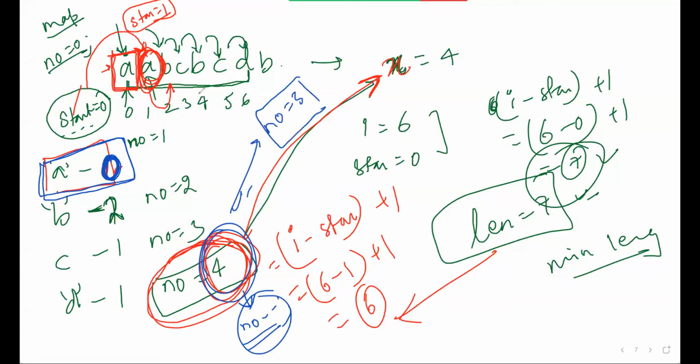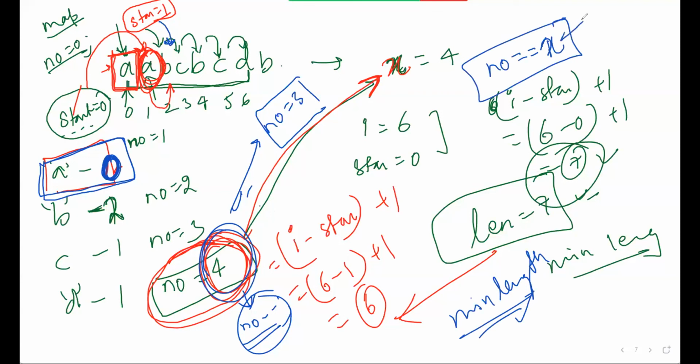So when will it happen? When my start point is updated to the next index. In this way, I'll keep on doing this, and at the very end, I'll have a minimum length with me. When will I move? When this condition matches, when the number of distinct characters in my current string is equal to X. What is X? X is the total number of distinct characters in my original string.